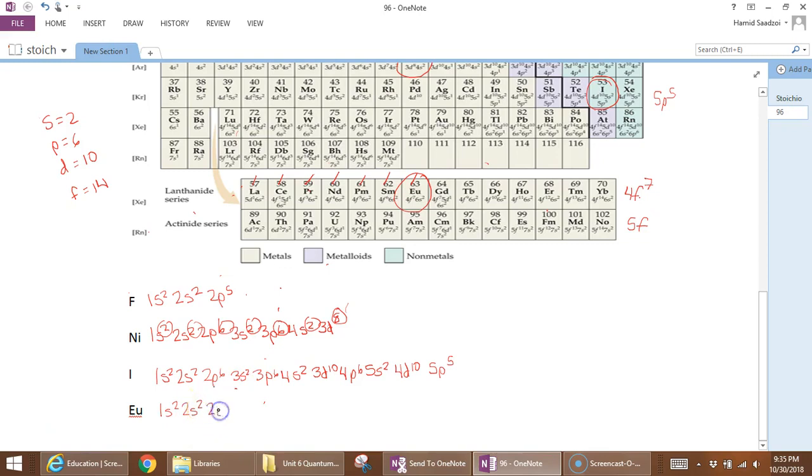So let's keep on going. 2p6, 3s2, 3p6, 4s2, 3d10, 4p6, 5s2, 4d10, 5p6, 6s2, and remember, after 6s2, we actually get 4f. So 4f, and go all the way to your destination, which is 4f7.